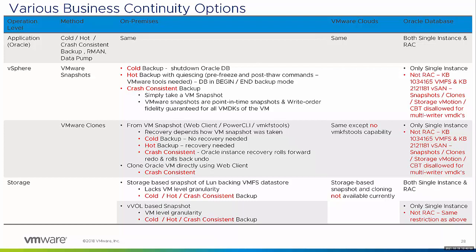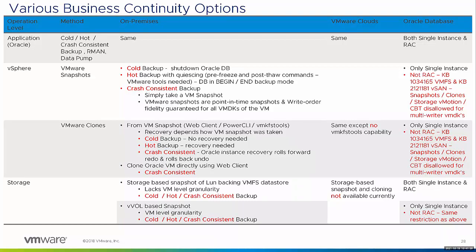And then if you go one level down to the storage level, you're now able to take a storage-based snapshot of a LUN that's backing a VMFS datastore. There are pros and cons to every approach here. The pro is that it's the fastest you can do. The con is that it lacks VM-level granularity. The granularity is that of an entire LUN. And if you have to bring it up, you would have to resignature the LUN, bring it up on the ESXi cluster, and then you can restore from the target LUN over to the source LUN.